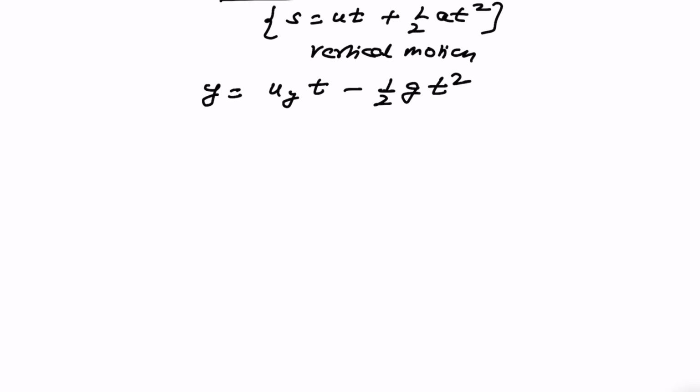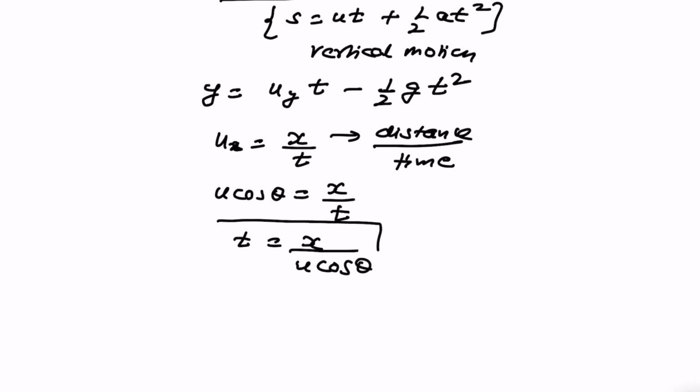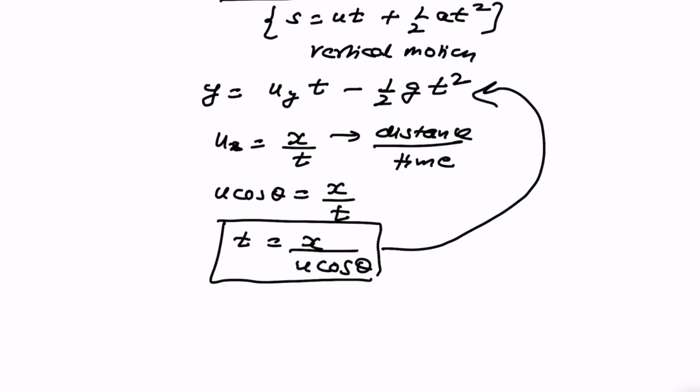Now, since I told you that the horizontal component of velocity remains the same throughout the motion, I can say ux can be written as x upon t, if x is the horizontal distance and t is the time. And ux is equal to u cos theta. So u cos theta will be equal to x upon t. So from here I can write t as equal to x upon u cos theta. Now I can substitute this value of t in this equation here.